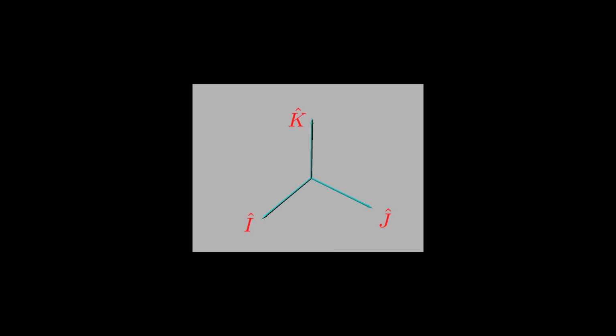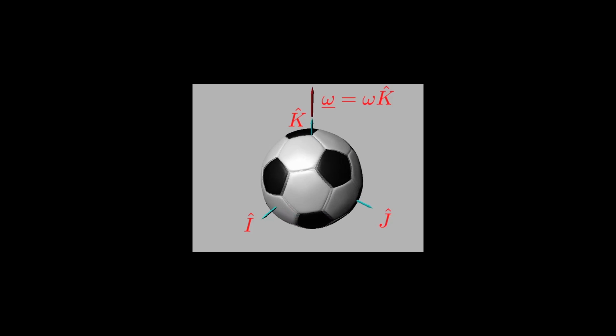Angular velocity is represented by a vector. The vector's magnitude is the time rate of change of the angle with units of radians per second. The vector's direction is parallel to the axis of rotation. So in a fixed coordinate system with unit vectors along the x, y, and z axes respectively, a rigid body rotating about the z-axis has its angular velocity vector written as omega equals omega k.